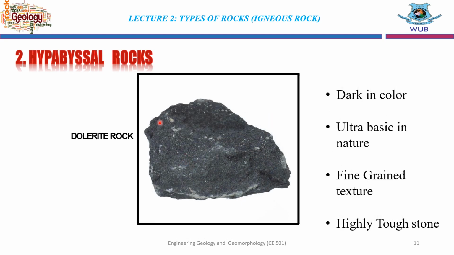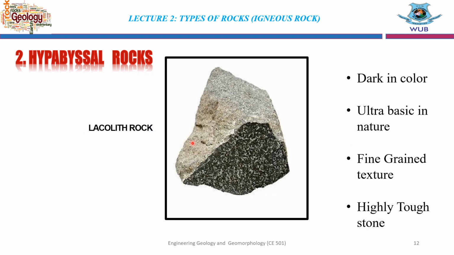Hypabyssal rock. This is an example of hypabyssal rock: dolerite. Dark in color, ultra basic in nature, fine grained texture, and a highly tough stone. You have to be careful about this highly tough stone. This is another example of a hypabyssal rock, a laccolith, which is also dark in color, ultra basic in nature, fine grained, and a highly tough stone.